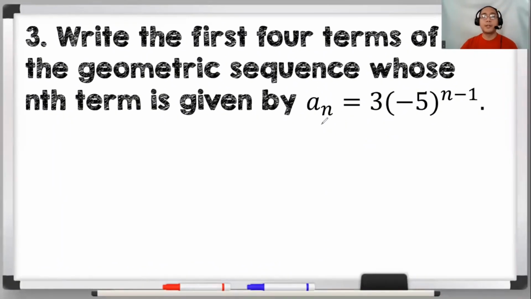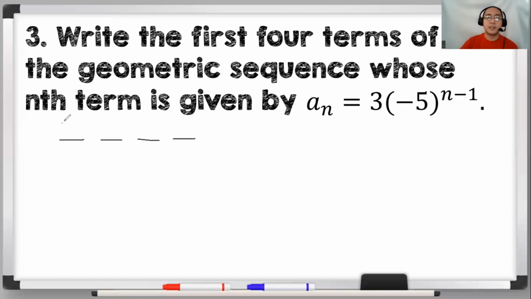Now let's proceed to number 3. Write the first 4 terms of the geometric sequence whose nth term is given by a sub n equals 3 times the quantity of negative 5 raised to the power of n minus 1. So we are looking for the first 4 terms of this geometric sequence. Take note, we already identified the first term based on the given formula, where a sub n is 3 times r, which is negative 5 raised to the power of n minus 1.